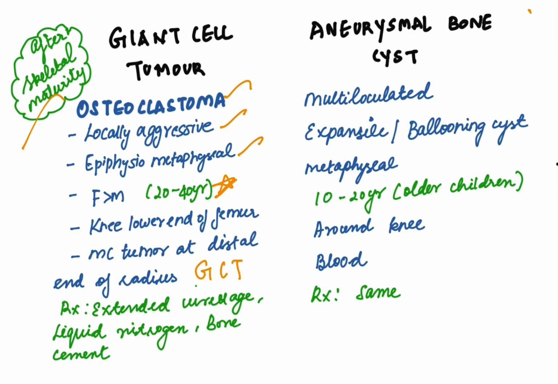On the other hand, aneurysmal bone cyst is multiloculated. It is an expansile or ballooning cyst. These are the key points you should look for in the MCQs. And it's a metaphyseal lesion. It occurs in the age group of 10 to 20 years, that is that of the older children. And it occurs around the knee, and most commonly this cyst contains blood, and the treatment is the same as giant cell tumor. So now let's look at the X-ray features.